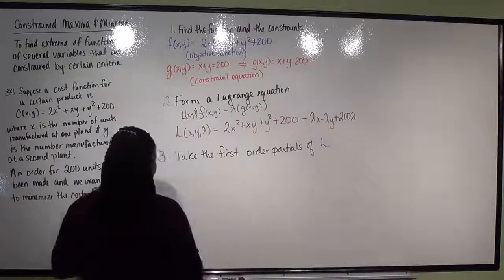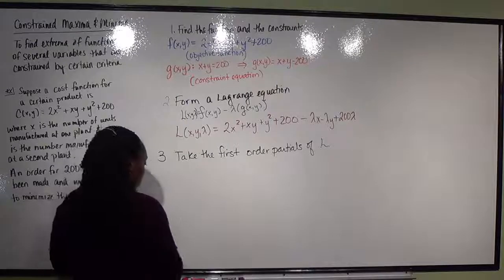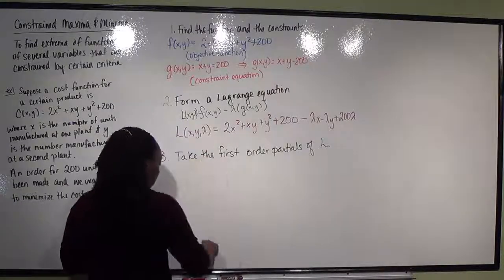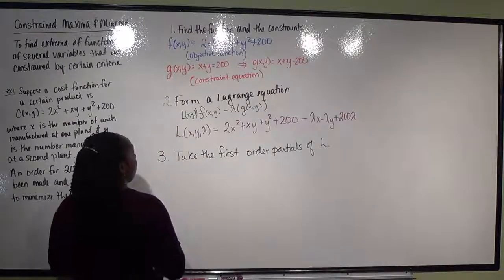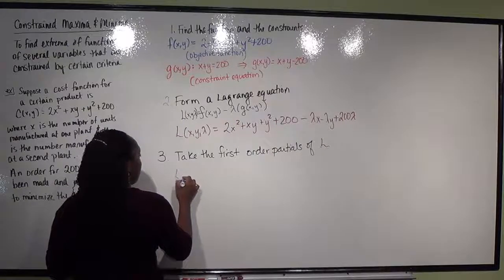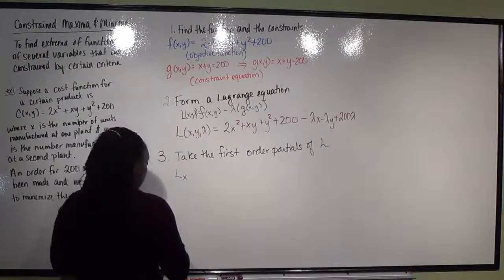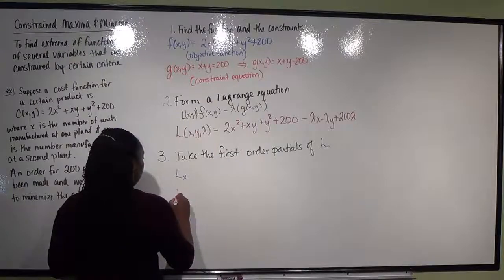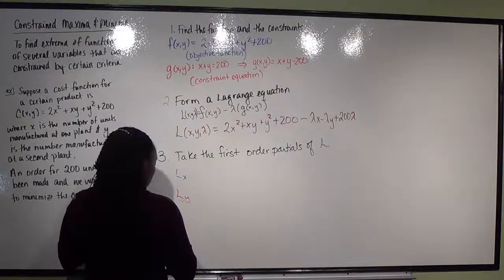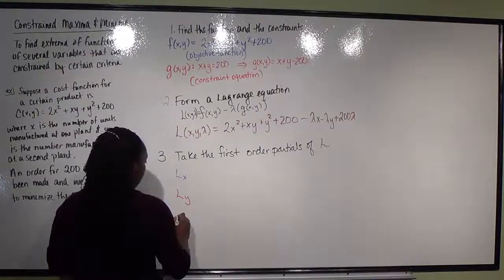Okay? So here I'm going to go ahead and take my first order partials. In this case it's 3 variables, so I'm going to need to take all 3 variables. So I'm going to want L sub x, I'm going to want L sub y, and I'm going to want L sub lambda.